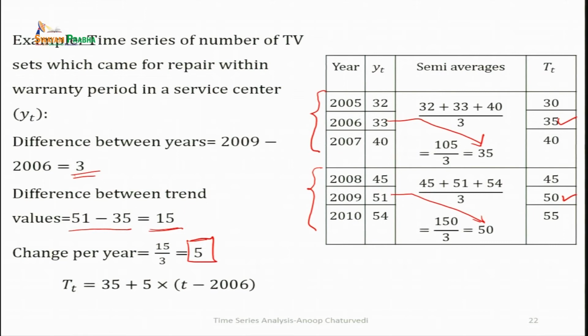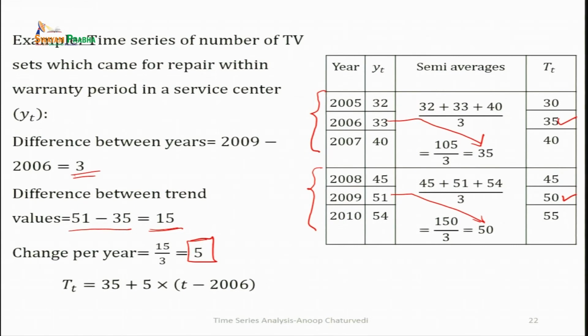So, change per year in trend values is 5. And remember that here we are assuming linear trend. So, this method works only when you have linear trend. Since change per year is plus 5, for the year 2005, we subtract 5 from 35. So, you get 35 minus 5 equal to 30. For the year 2007, you add 5.